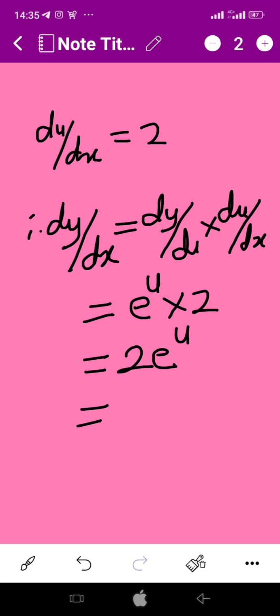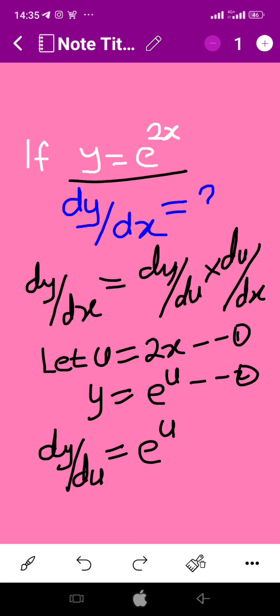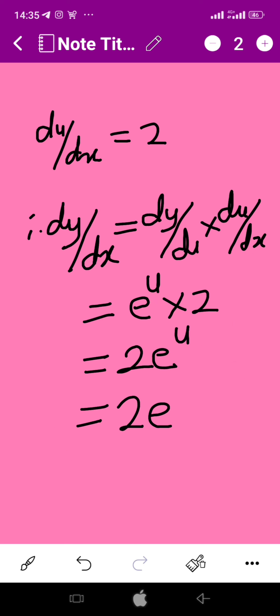Now what is our u? Our u, if you can remember, is 2x. Let's go back to the page and see it. Yes, equation 1, u is 2x. Therefore, we go to the next page and apply it anywhere we see u. Instead of writing u, we now replace u here with 2x, and this is the answer.